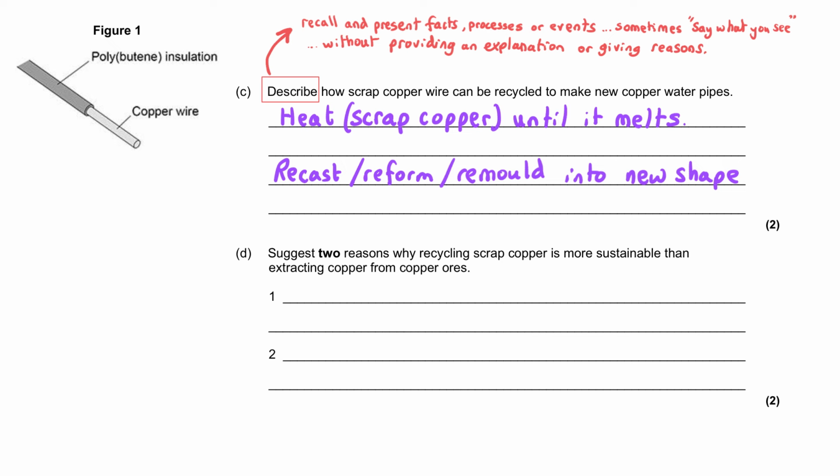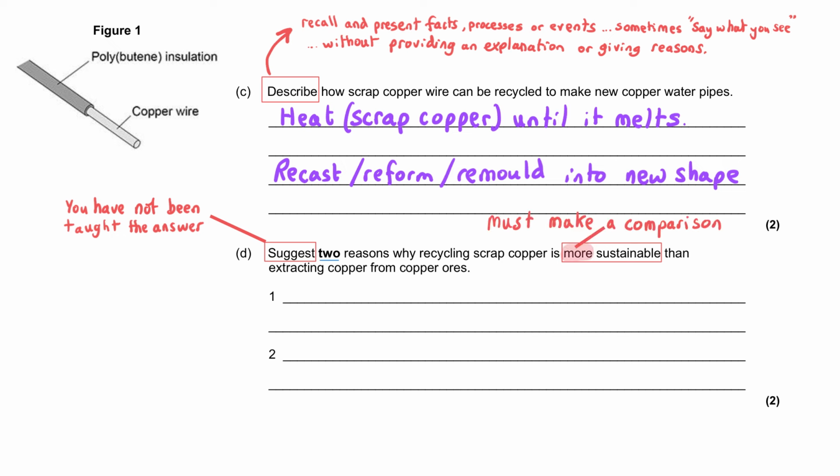The key ideas there are the copper is melted and then it is formed into the new shape of the pipes. Suggest 2 reasons why recycling scrap copper is more sustainable than extracting copper from copper ores. There's 2 things to note before we think about the actual answer here. First of all, we've been asked to suggest, and that means that we don't directly know the answer. And secondly, the question uses a comparative word, more. So this is asking why it is more sustainable.